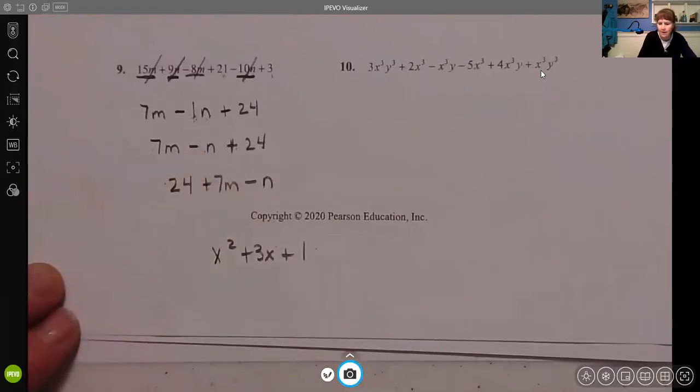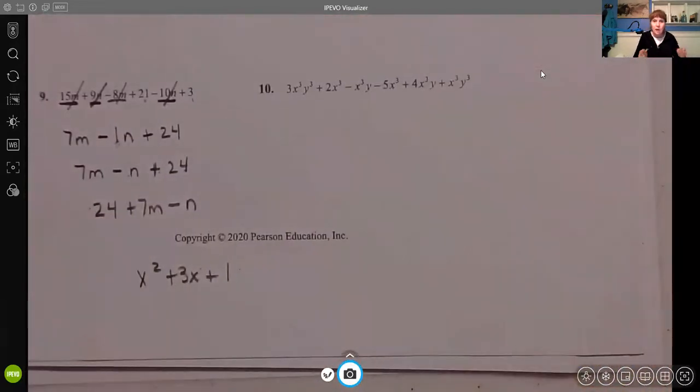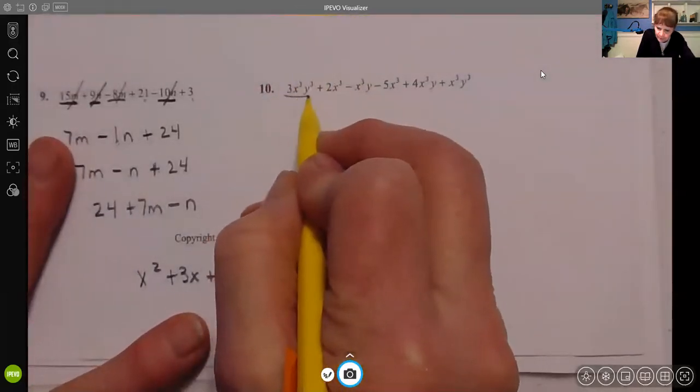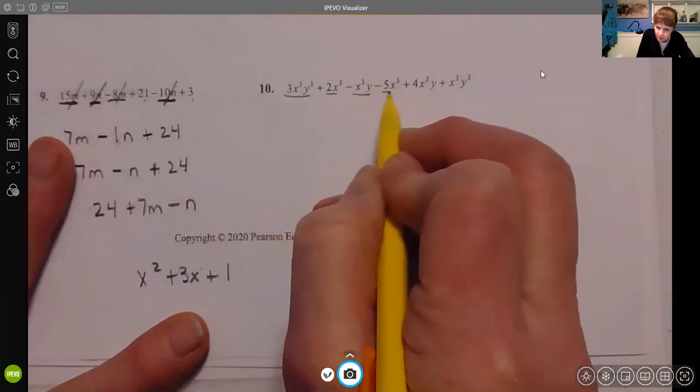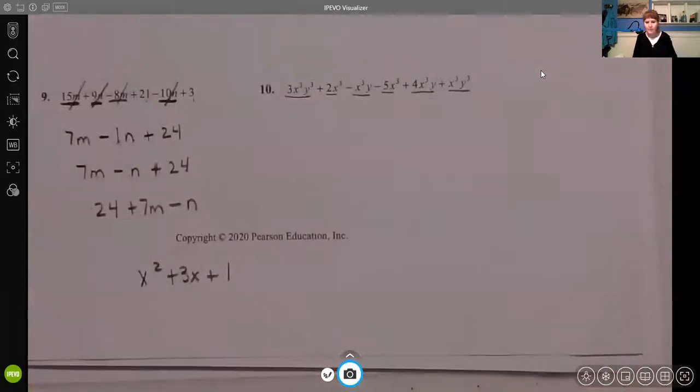So, all right, let's look at number 10. Number 10, wow, we've got these groups. So when you have a group, okay, I've got a term here, and I have a term here. See, each of these groups is a term. Okay, they're separated by plus and subtraction symbols. In order to combine them, the group has to match exactly.